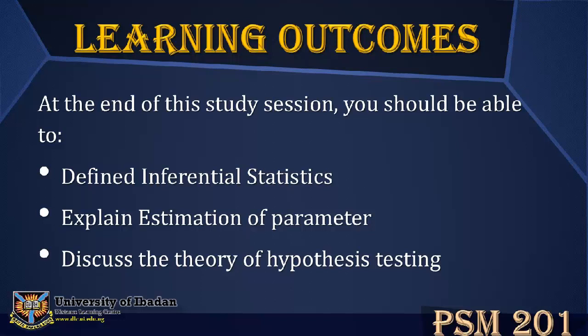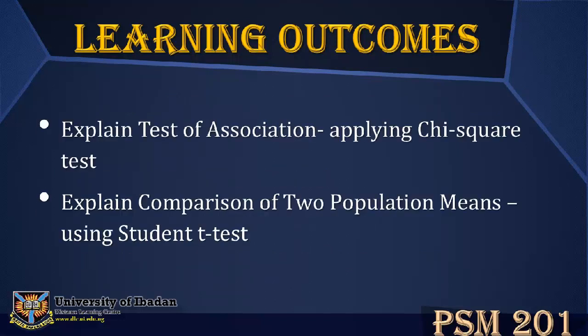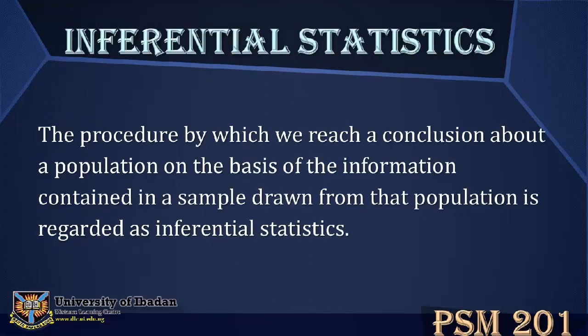Learning outcome. Learning outcome of studies section 7. At the end of this studies section, you should be able to define inferential statistics, explain estimation of parameter, discuss the theory of hypothesis testing, explain test of association, applying the chi-square test, and explain comparison of two population means using the student t-test.